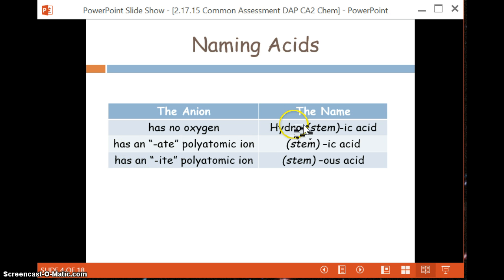If it has no oxygen, that means it has to start with hydro. Hydro does not mean water, it does not mean acid, it means there is no oxygen. If it ends in ic, the polyatomic ion should end in ate, and if the acid ends in OUS, then the polyatomic ion should end in ITE. You don't have to write any of this down. You can write down any notes that you need to at the top of your sheet where there's a little box that says notes to remember about acids.